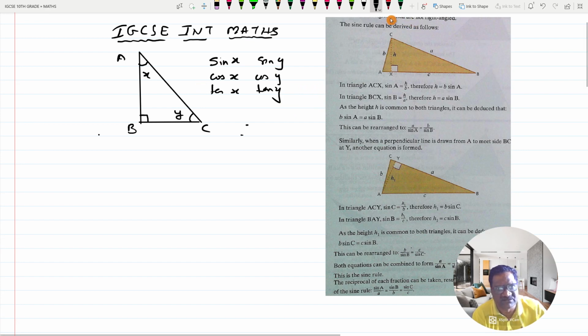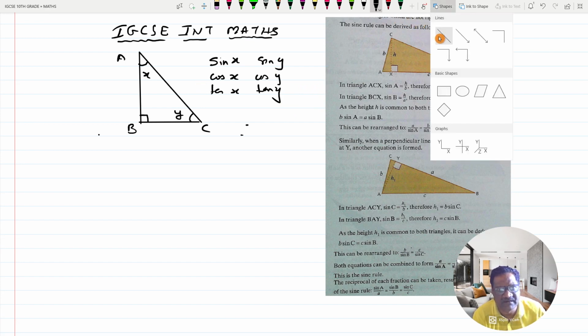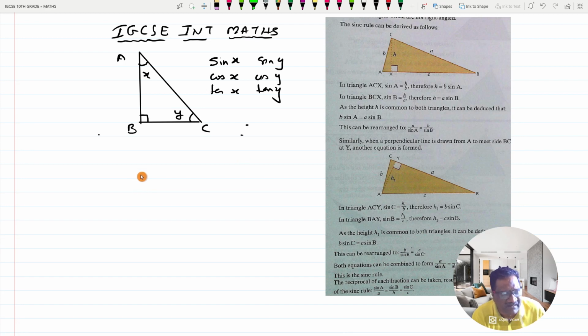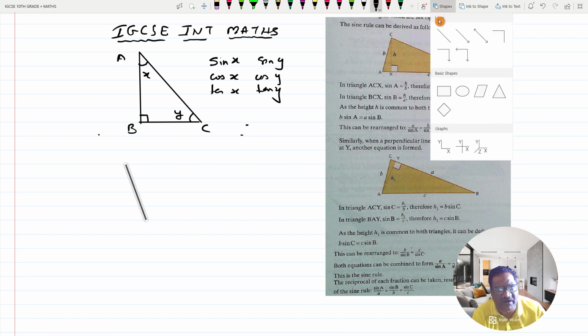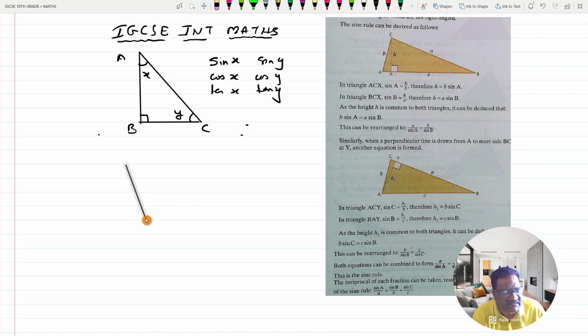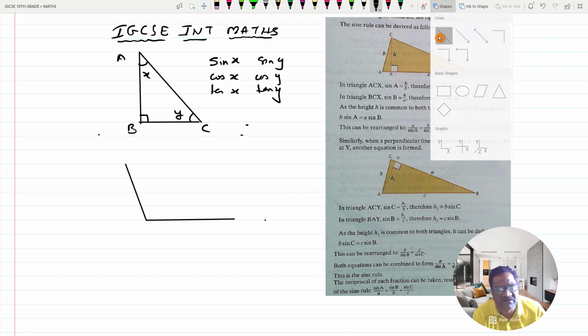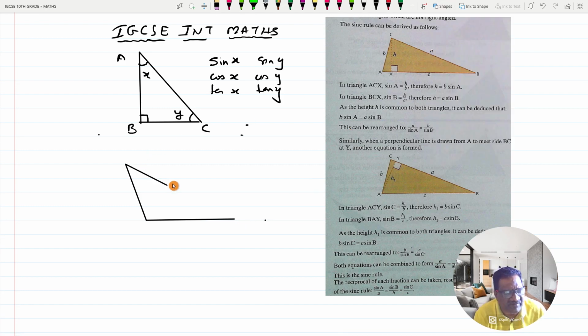So in today's session, I want to take you to a next level of trigonometry, and that is what happens if a triangle is not a right angle triangle. Suppose you have a triangle like this. You can see this is not a right angle triangle, right? Suppose you have a triangle ABC in this way. This is A, B, and C.